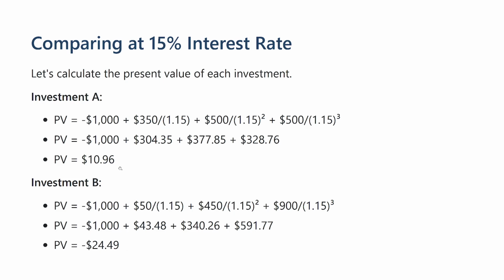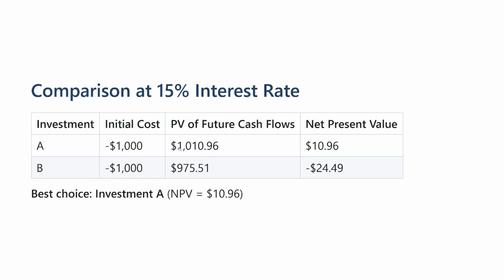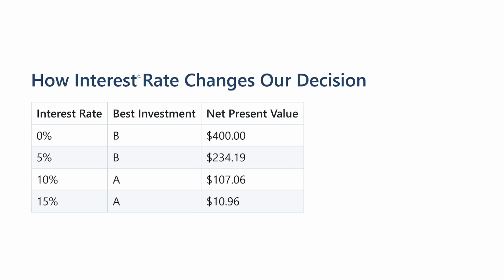But investment A still offers a positive net present value under a 15% interest rate, so we should select investment A again. So let's see how interest rate will change our decision. At 0% interest rate, our best investment is B, and same for 5%. But when the interest rate goes to 10%, we'll actually prefer investment A over B.